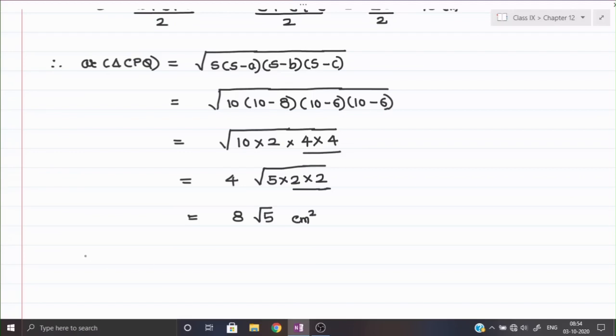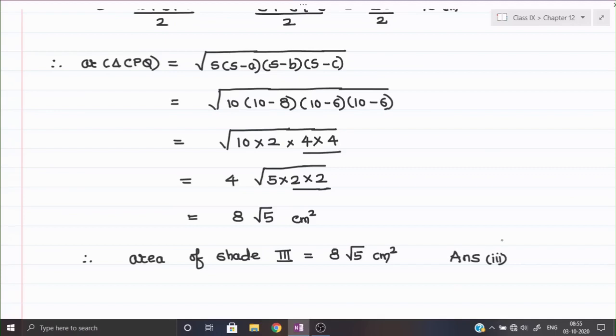So finally we can say that the area of shade 3, that is actually triangle CPQ, will be equal to 8 under root of 5 centimeter square. If you want to get the answer in decimal, keep the value of root of 5 as 2.236 and you can find out the answer in decimal also. This we can say as answer number 3rd. Now let us start the next question.